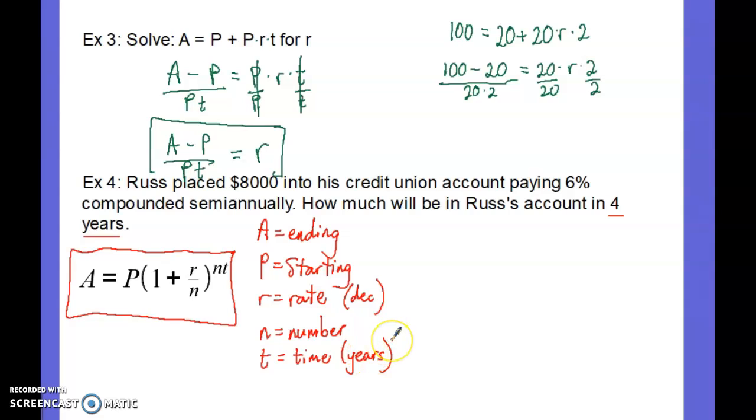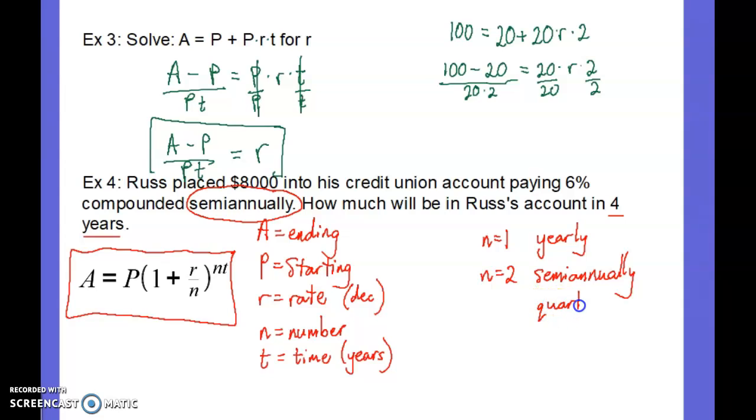So I should probably explain the number of compoundings is you're looking at this word. So if you see a word like yearly, that's saying that n equals 1. Okay, the next one is semi-annually, which is actually these directions. That's saying n equals 2. Let's see, typically the next one is quarterly. That is for n equals 4.